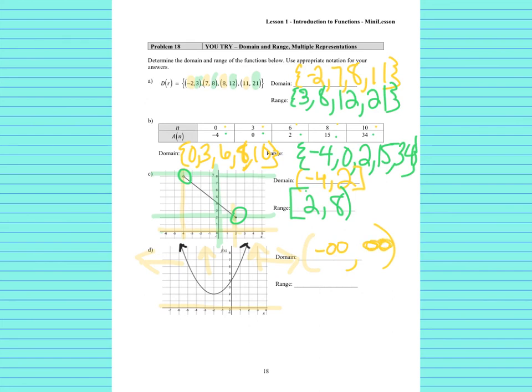All right, and then you looked at your range. And so hopefully you looked at your Y-axis. And you said, okay, the lowest point that graph reaches is here at 2. And it continues on forever upward. So your range would go from 2 up to infinity. Remember, infinity always gets a parenthesis. 2 is on the graph, part of the line, so it gets a bracket. All right, and that's an overview of domain and range.